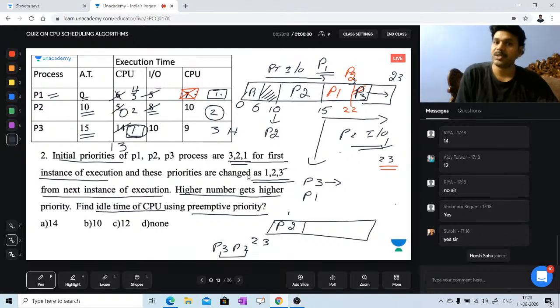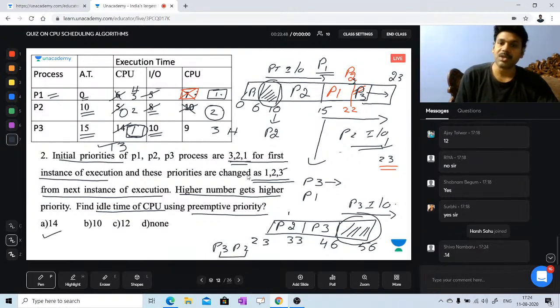So P2 is going to be executed for its next 10 units, that is up to 33. After that only one process is there, that is P3. P3 is going to be executed for its 13 units, that is up to 46. Then after that it enters into IO. How many units is it going to be in IO? You please see, 10 units. So this is your P3 IO. So here the CPU is kept idle from 46 to 56. So now you observe, friends, here 4 units are idle, here 10 units are idle. Therefore your idle time is how much? 14.